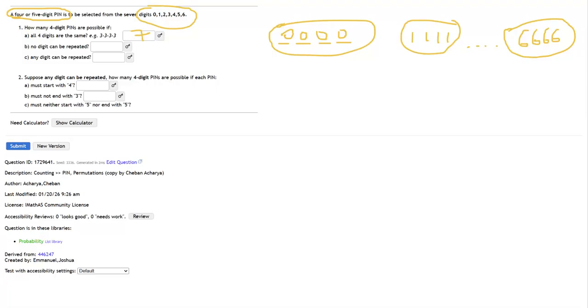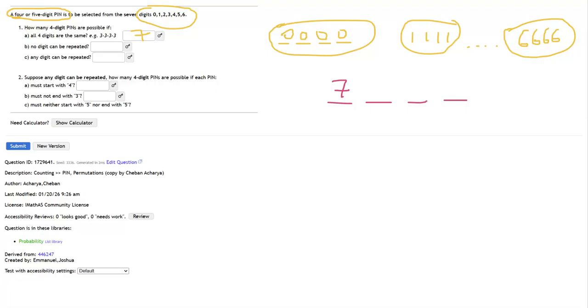Second question, part B: no digit can be repeated. So now there's this restriction, you cannot repeat the digit. Let's do this scenario with a 1, 2, 3, 4-digit pin. You can put any digit from 0 to 6 in the first spot, so there are 7 possible ways to choose the first digit, because you can choose 0, 1, 2, and so on.